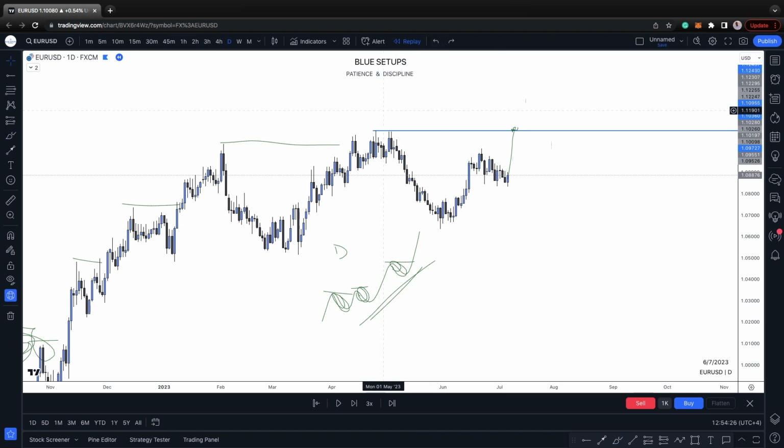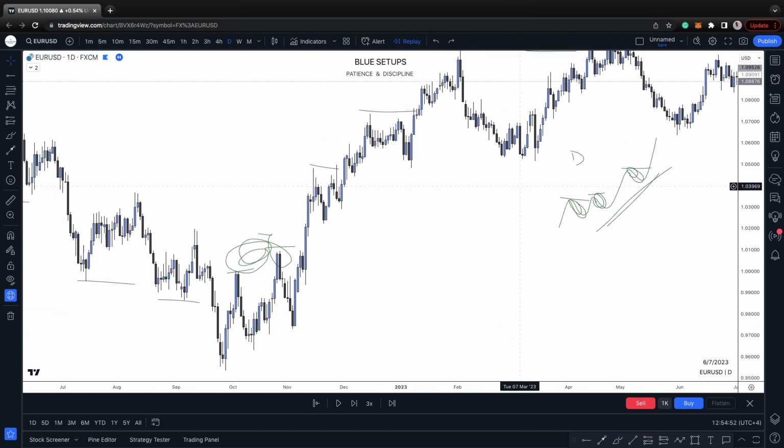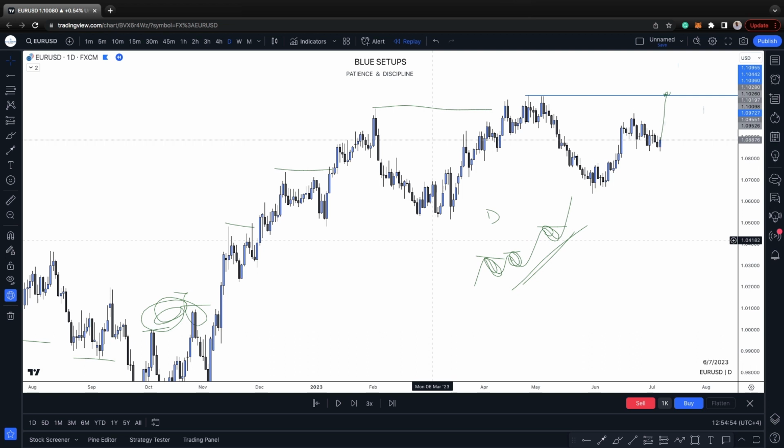When I talk about framework, I want to talk about the context of the market. Where are we actually heading to? First things first, you want to start on your higher time frame. Higher time frame for me as a blue setuper, I will say it again, starts from daily and above. Anything from daily and above is for me higher time frame. I want to go through this analysis with market structure to determine where my bias is.